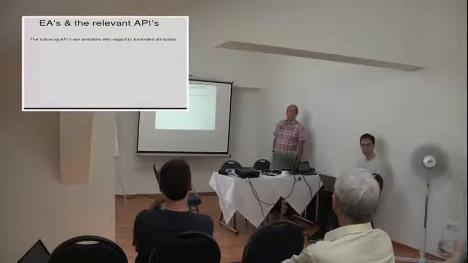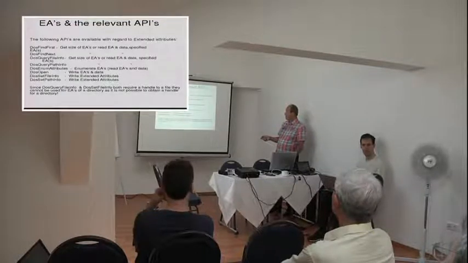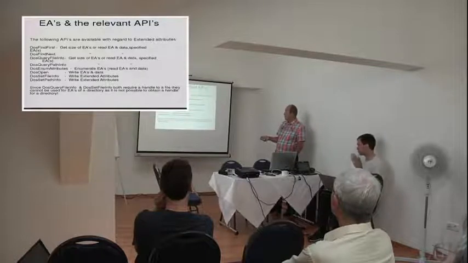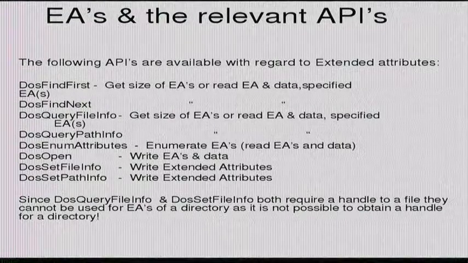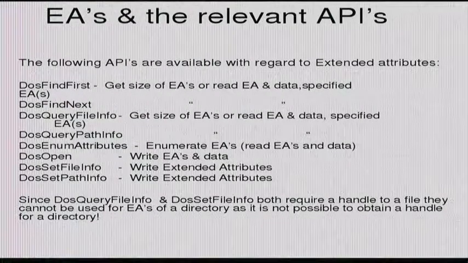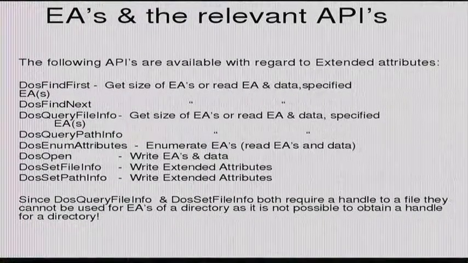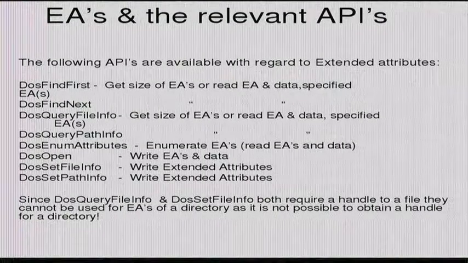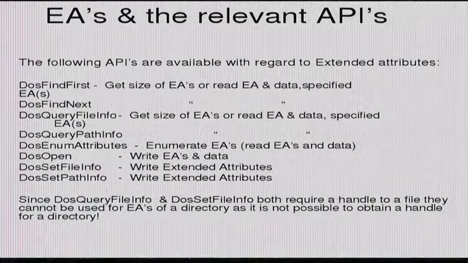But these are the APIs you can use just to make things easy for you. DOS find first. It can either get the size of an EA or read an EA in, but you need to know which one it is. DOS find next, which is basically to get the next file in the sequence you're looking for. Query file information, which again gets the size of the EA, or the EA data of a specified EA. So you need to know what you're going to get first. Query path info is the same, but it uses a path name instead of a file handle.